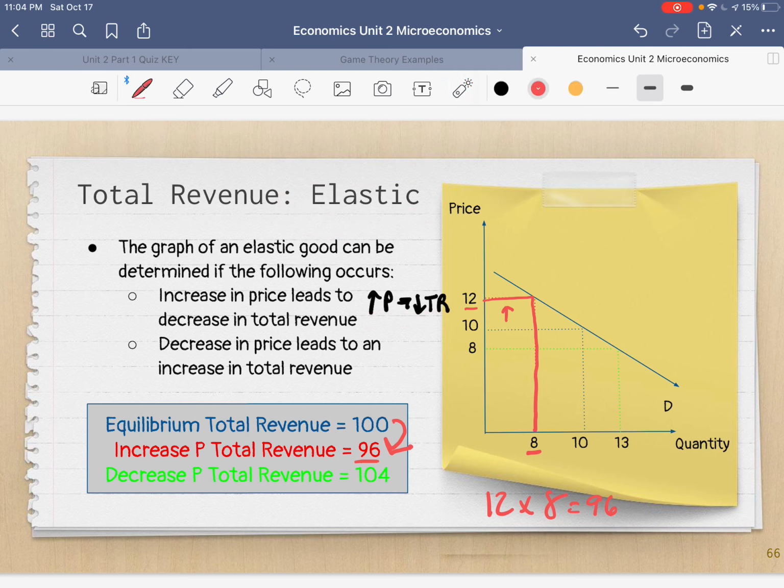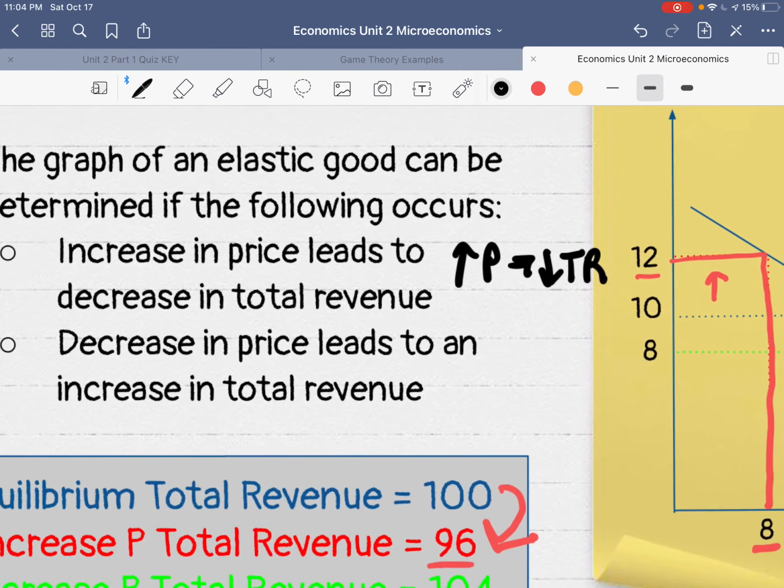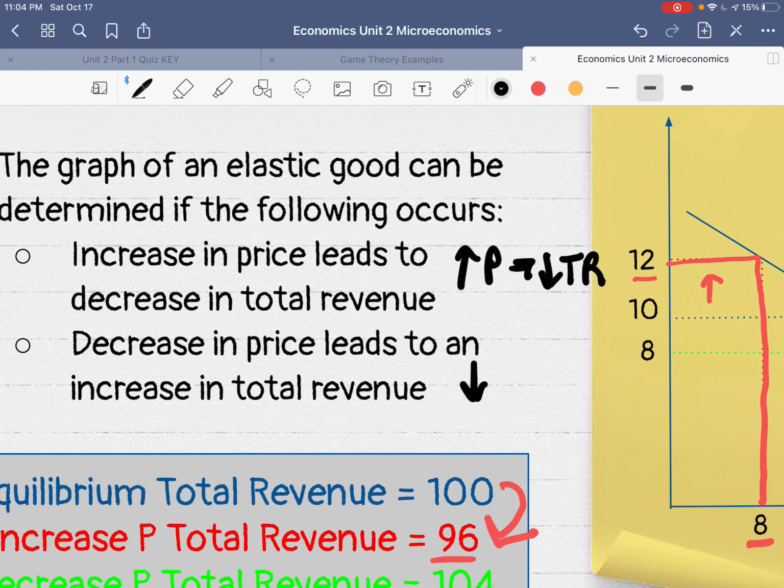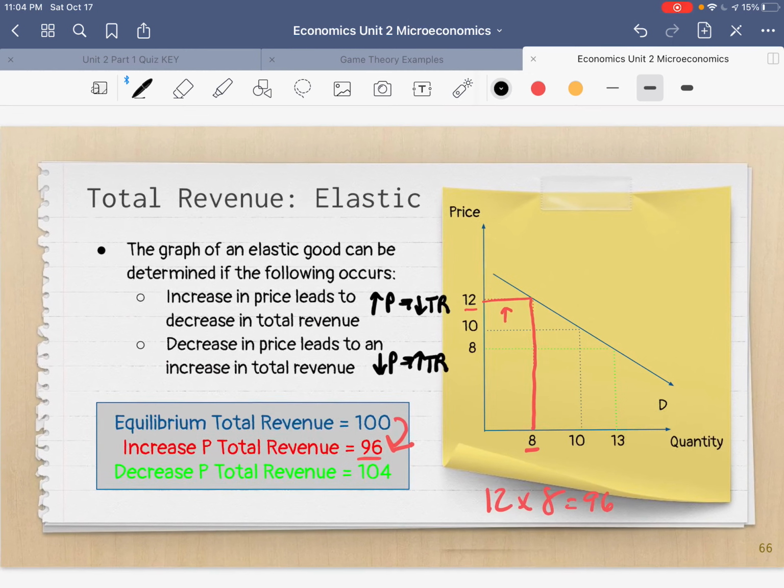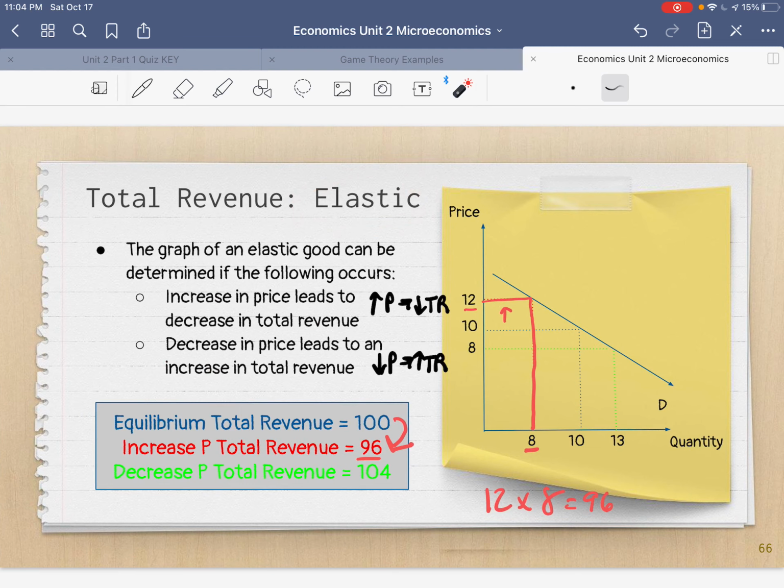Let's do it the opposite way, okay? Let's decrease the price, leading to an increase in total revenue. So write this in shorthand: decrease in price, leading to an increase in total revenue. That would mean that the good is elastic. Let's see if I did this graph properly. Let's see if I made it elastic, right? I'm going to do it over top in green, okay? So I went from the equilibrium 10 times 10, to a decrease in price. So decrease the price, I made it 8. Draw your line over and down to quantity, and I made it 13.